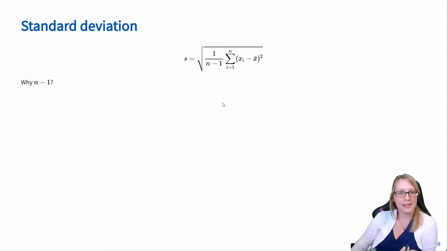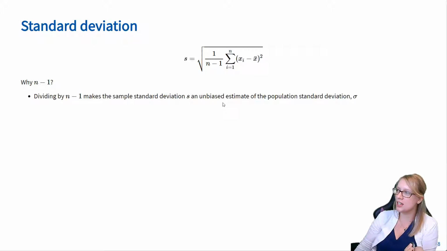This is something that you might see in your textbook or see online. It is kind of a weird distinction. Here's the reason why we do this. Dividing by n minus 1 makes the sample standard deviation what's called an unbiased estimate.